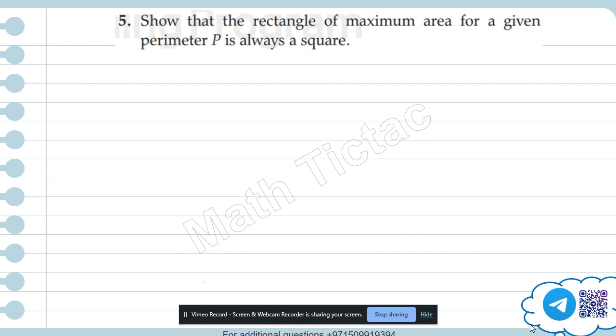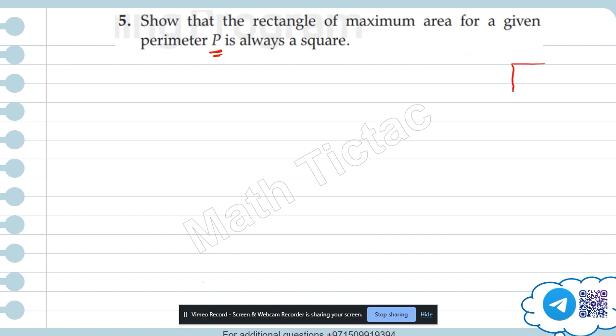The rectangle will have maximum area for a given parameter, which means if the parameter is constant, it is always a square. So if we have the maximum area for a given parameter, which means it's constant, it will always be a square. We need to show that x and y in the rectangle will be equal.